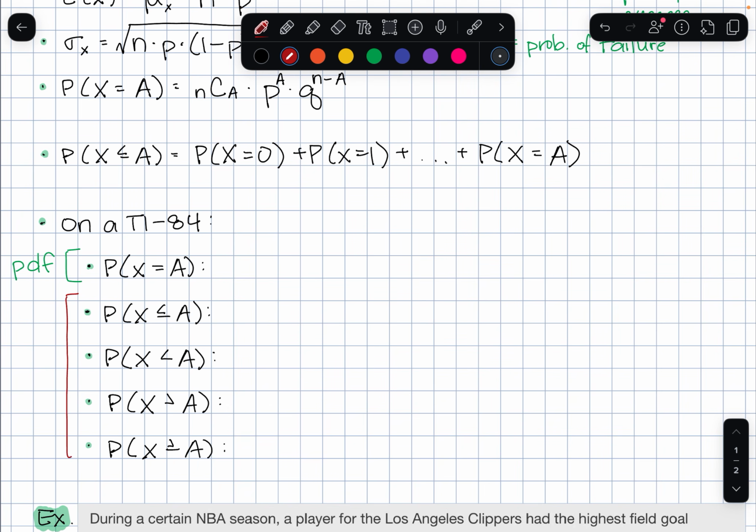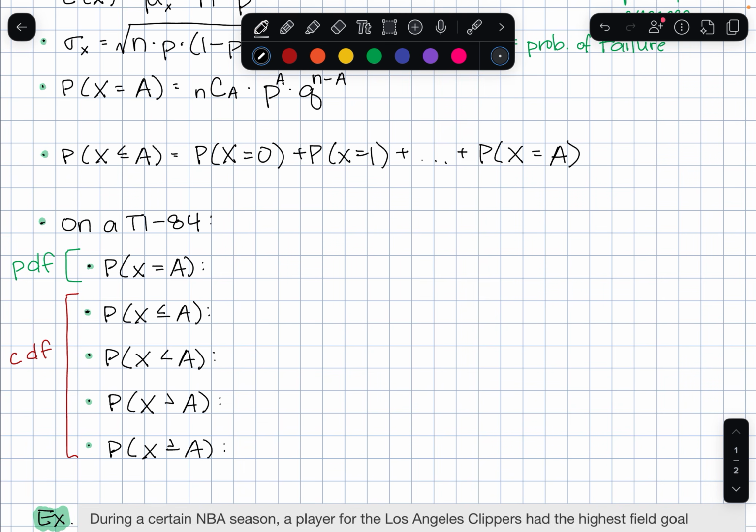These probability statements have inequalities in them. X is less than or equal to A, X is less than A, greater than A, greater than or equal to A. In those cases, we want a cumulative distribution function, because we want to add up the probability over a range of values. We know adding up as we go means cumulative.